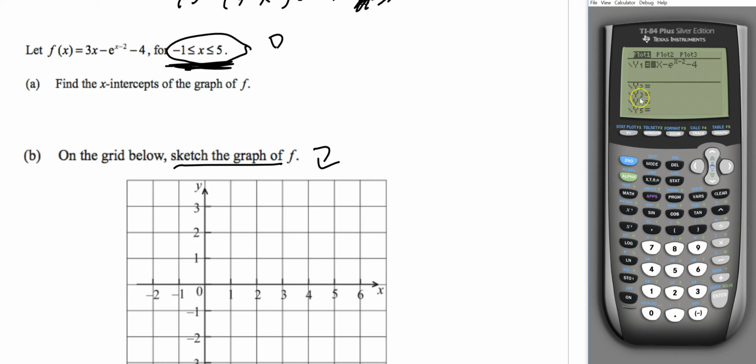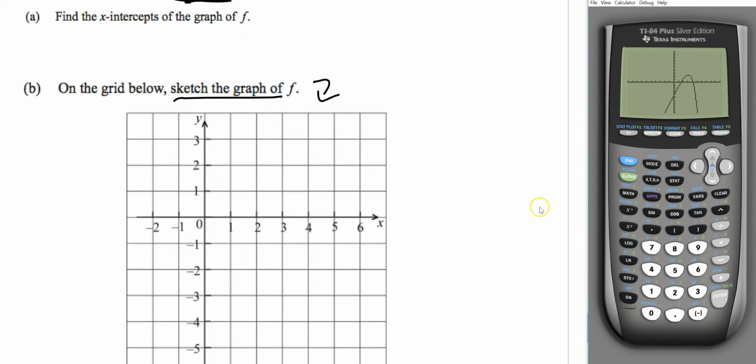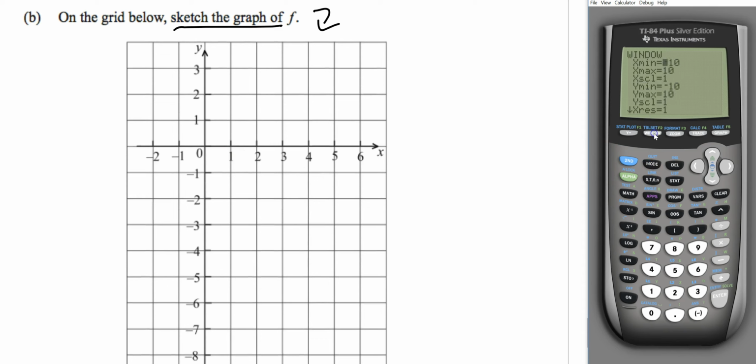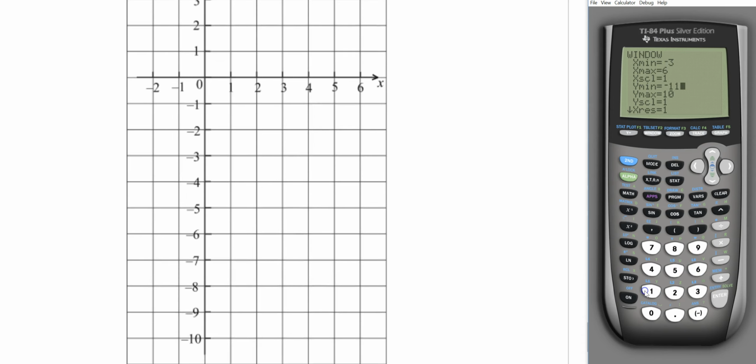Actually, an easier way to turn it off is to go here. See how Plot 1 is highlighted? Go up there and hit enter. Now it's not highlighted anymore, so now you can graph it. My window's off, so I'm going to go back to zoom standard, zoom 6. But in reality, I don't even want that. So let me fix my window to match this thing right here. I'm going to go from -3 to 6, then my y is going to go from -11 to 3, with a scale of 4. So I'm going to graph that.